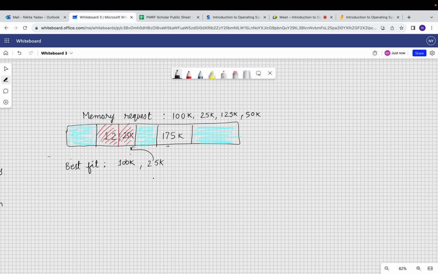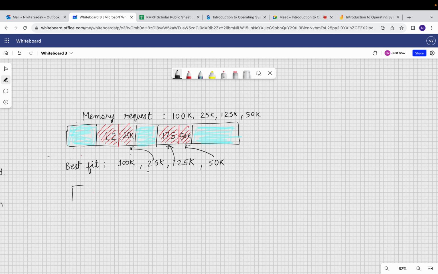After that, your next request is 125 kilobytes. Now you have only one free block, so you just store it here, because 125 kilobytes can be stored in the 175 kilobyte space, since that's greater. Then the left amount is 50 kilobytes, and the next request is also 50 kilobytes, so you store it here. This perfectly fits, and your requests can be served this way in best fit allocation.